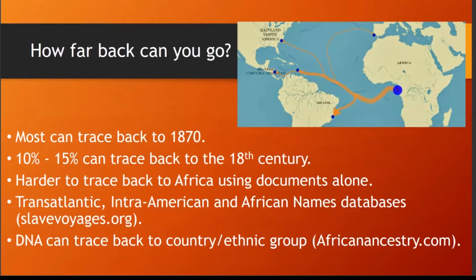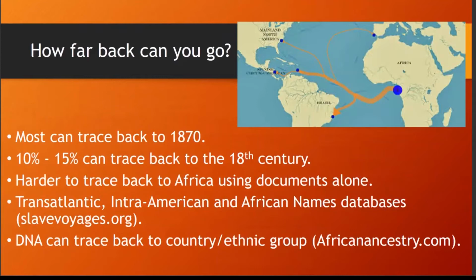Slavevoyages.org includes the transatlantic, intra-American, and African names databases. The transatlantic slave database includes data on 36,000 voyages that occurred from 1514 through 1866. The intra-American database documents intra-American networks of forced migration. The African names database has over 90,000 Africans and their names in it. These databases make possible new geographic, ethnic, and linguistic data on peoples captured in Africa and pulled into the slave trade. DNA is a huge help once documents fail.